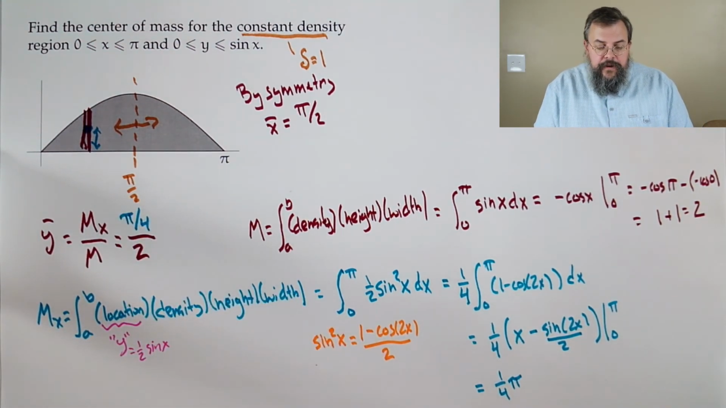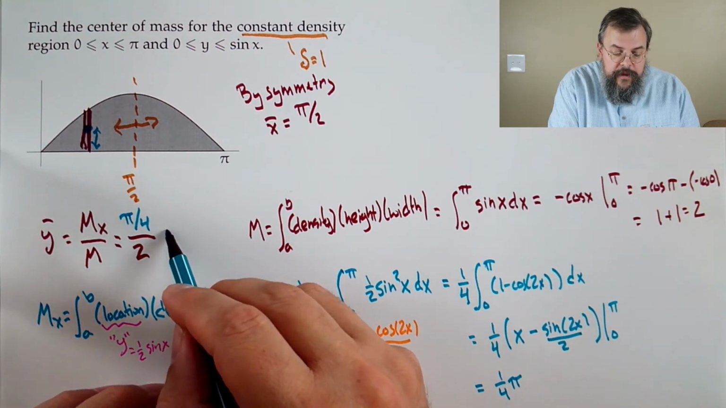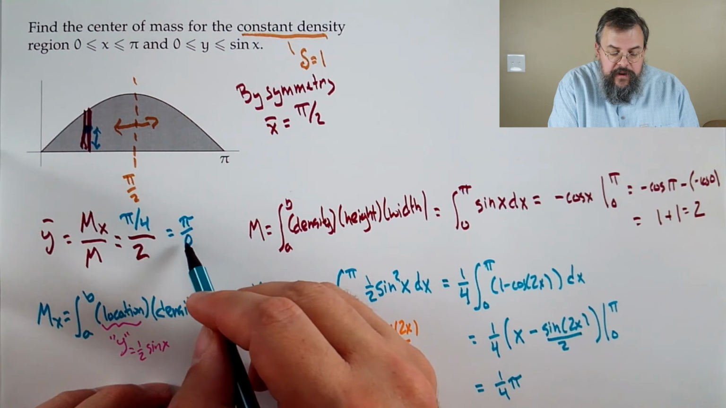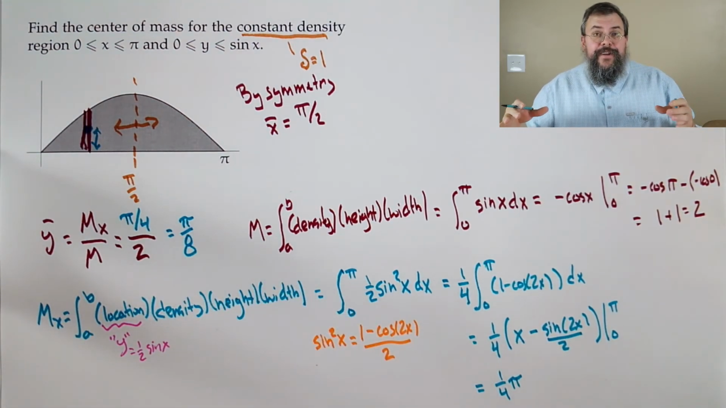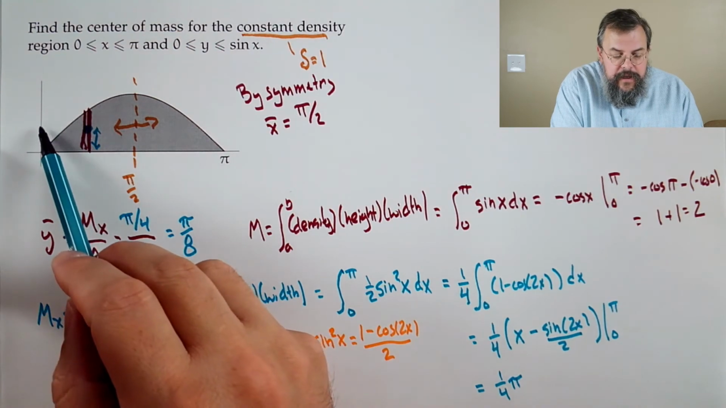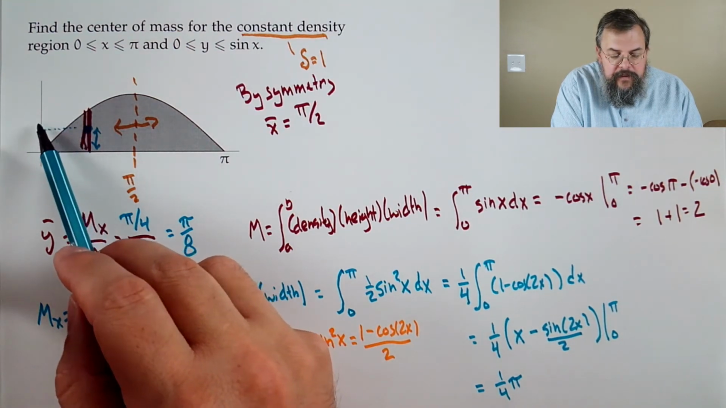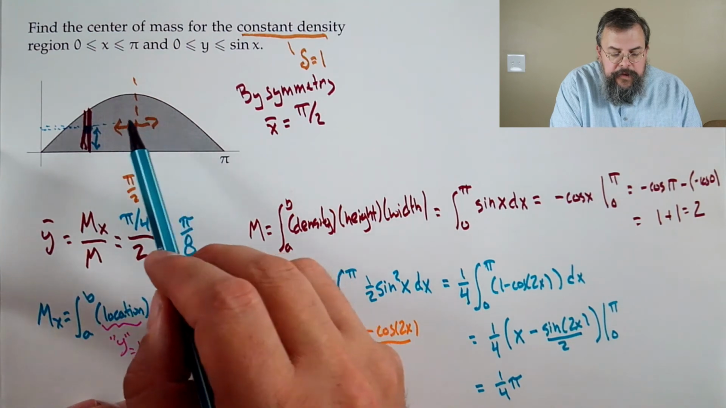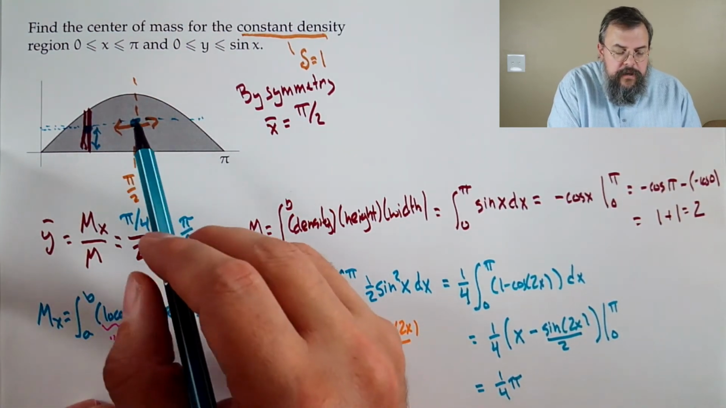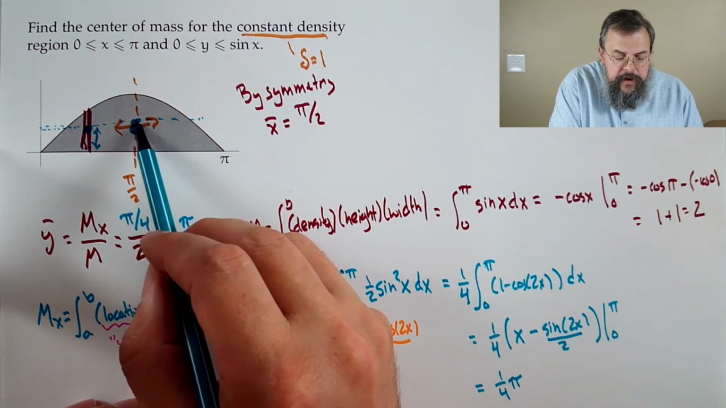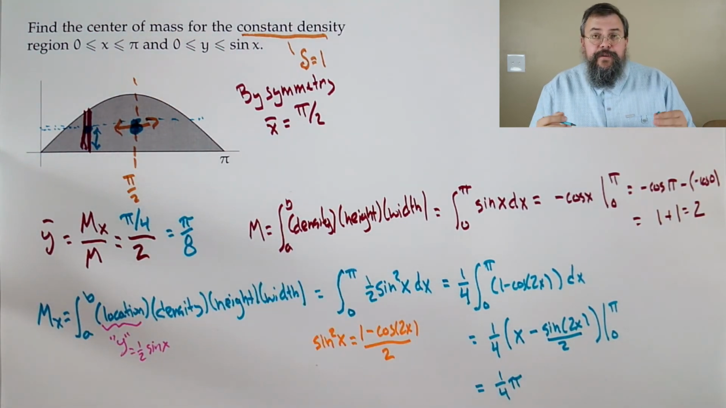Well, now we put those together. Pi over 4 over 2 becomes pi over 8. Well, if pi is around 3, it's a bad estimate, 3/8. It's actually a little bit more than 3/8. But again, 3/8 is less than a half. So it looks like it's saying the center of mass should be roughly a little bit less than half, somewhere around there. Okay, that's a reasonable answer.